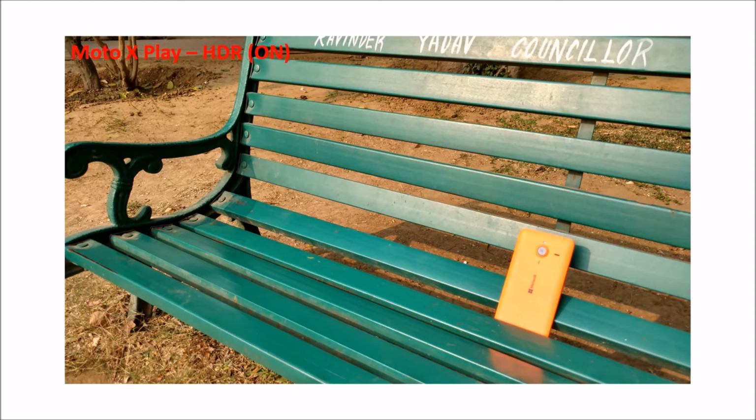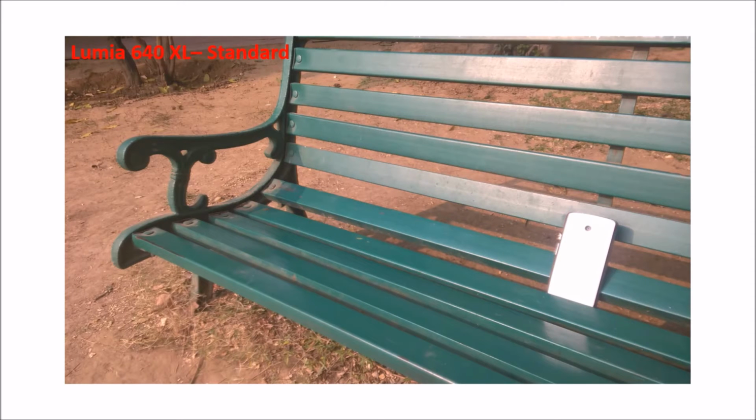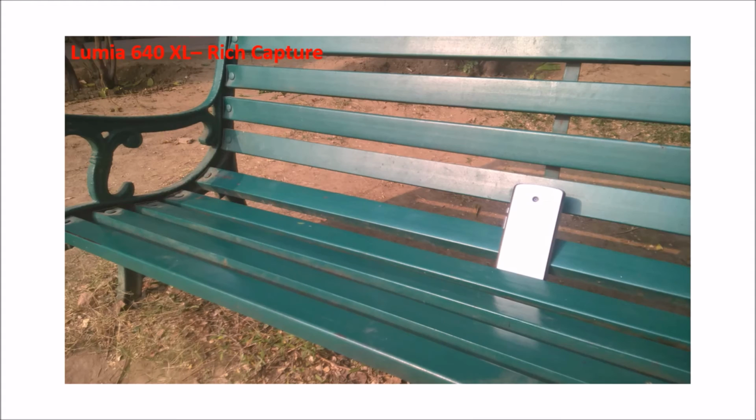This one is the HDR on. So in daylight, direct sunlight, I don't see any difference between HDR and normal. The colors look the same in both cases. Overexposed. This is the 640 XL shot. It looks a little dull here, and yes, it's a little bit dull. Rich capture also doesn't help much. But the green color is the original color that's shown. This is the real color, not the Moto X Play.